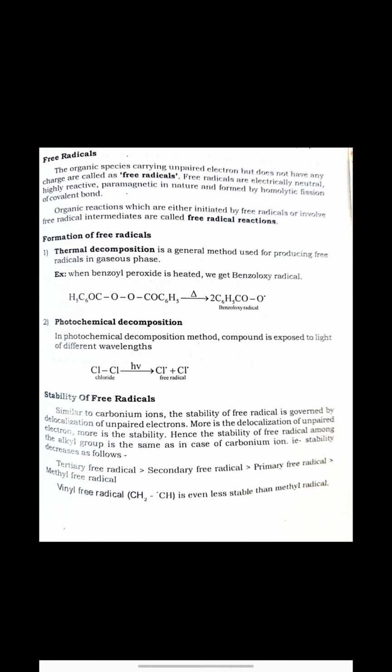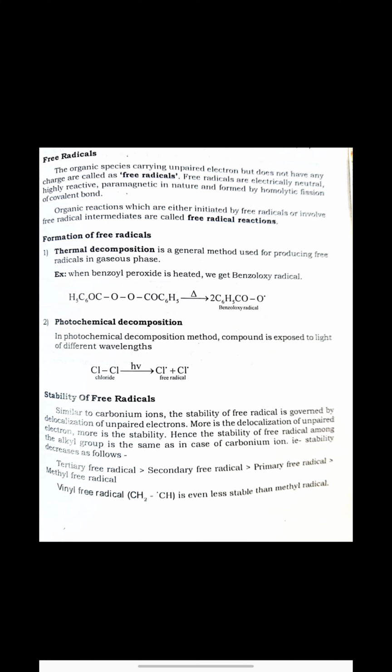So the first method is by thermal decomposition. In this method we generally heat the compound or reactant. For example, when benzoyl peroxide is heated, equal distribution or homolytic fission takes place and we get benzoyl oxy radical, which carries a single, unpaired electron.